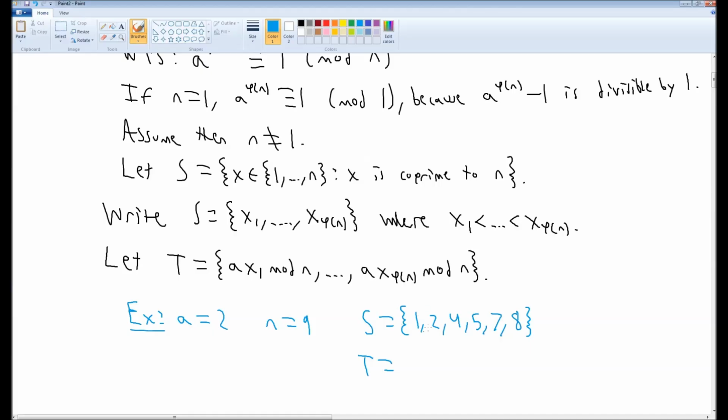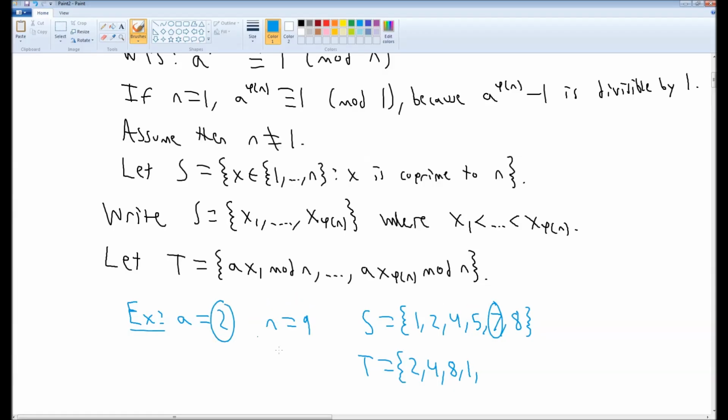Now to compute T, we take each of these numbers, multiply it by A, and then reduce the result mod n, or in this case, mod 9. Take our first one, 1, multiply by A, you get 2, and it's already reduced mod 9, so you just get 2. Same thing here, 2 times 2 is 4, still 4 mod 9. 4 times 2 is 8, still 8. 5 times 2 is 10, but that's not reduced, and when you reduce it mod 9, you get 1.